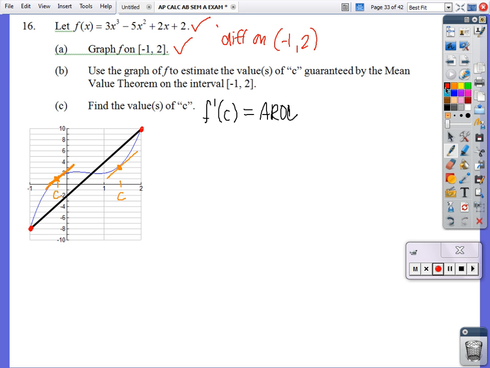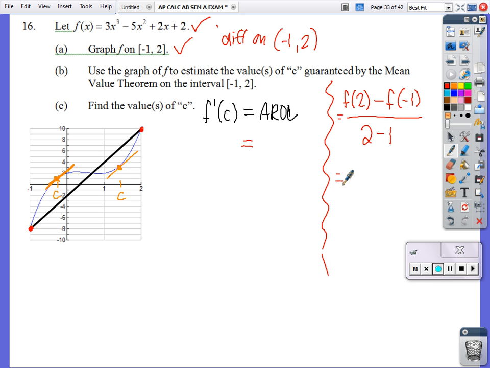So on the left side, you're actually going to take a derivative. On the right side, you're going to do the slope. Instead of doing it all at one time, I'm going to come over to the right here, and I'm going to find the average rate of change by doing f of 2 minus f of -1 all over 2 minus -1. The average rate of change would then be f of 2 is 10, f of -1 is -8, divided by 1, so we get 18.